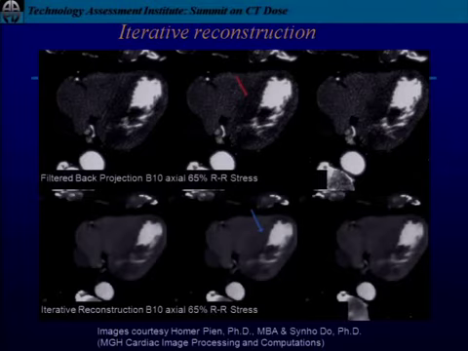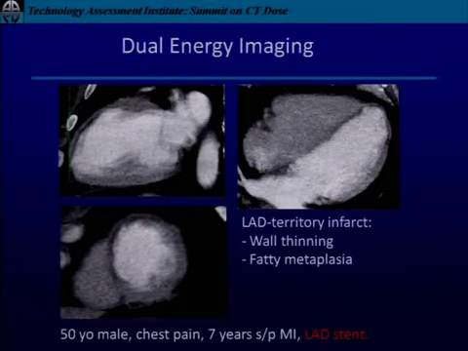Homer Pian and Sinho Do, who gave me this slide, have developed this model-based technique where, if you do the regular filtered back projection, you can see there is a little bit of an artifactual hypoattenuation here that may be confused with a perfusion defect. However, that goes away when you do an iterative reconstruction.